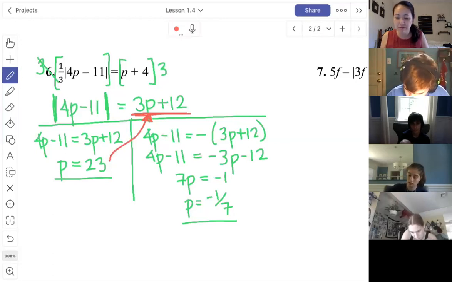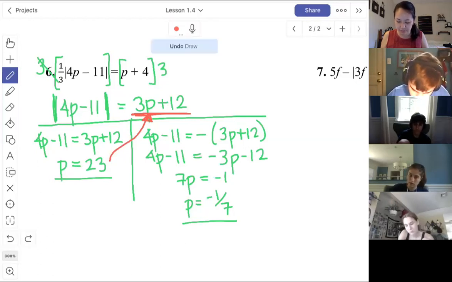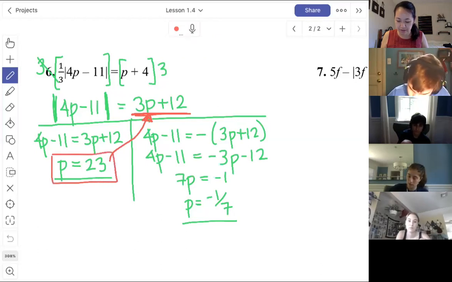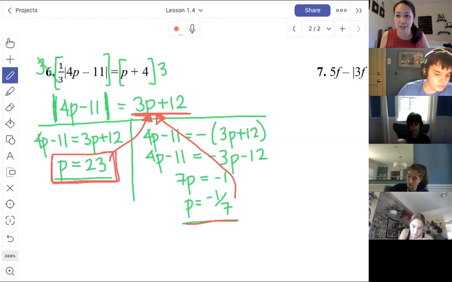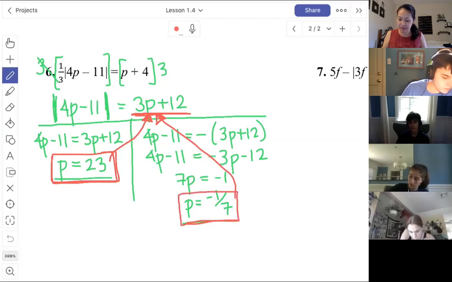So I plug in 23. I know for sure 3p plus 12 is going to be positive. So this one checks out. So this will be part of my final answer. I'm going to do the same thing for this one. I'm going to plug that in, just a quick check. And I know that if I take negative 1 over 7 times 3 plus 12, it'll still be positive. You don't actually have to get a number. I just know it's positive. So if it's positive, I know that this checks out too.